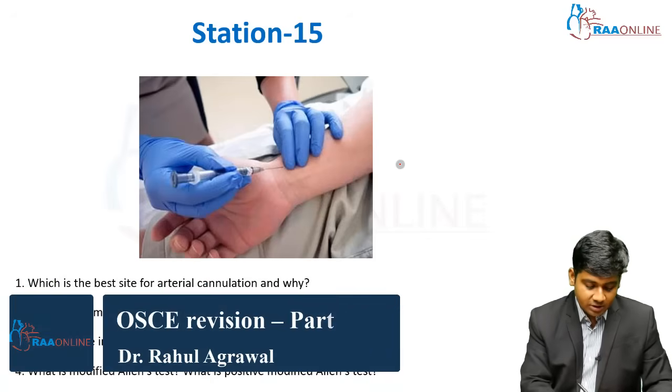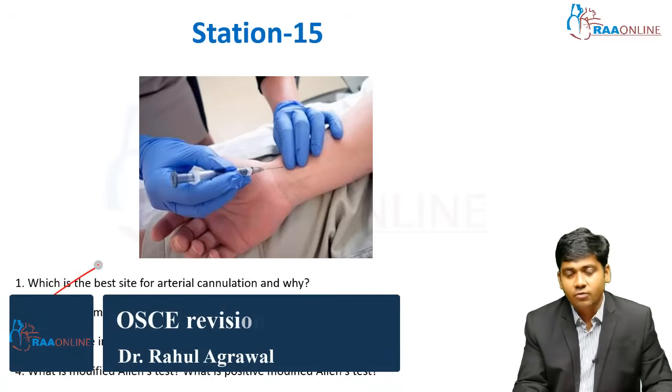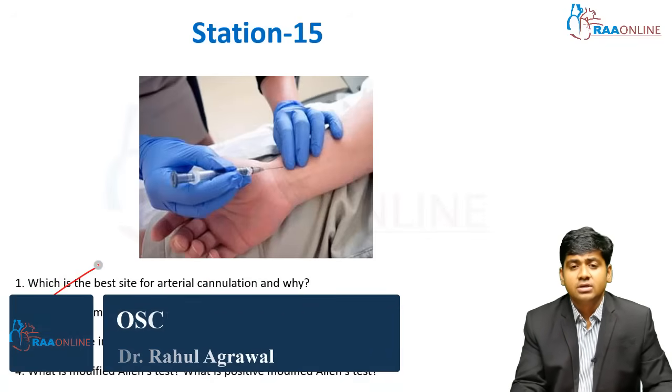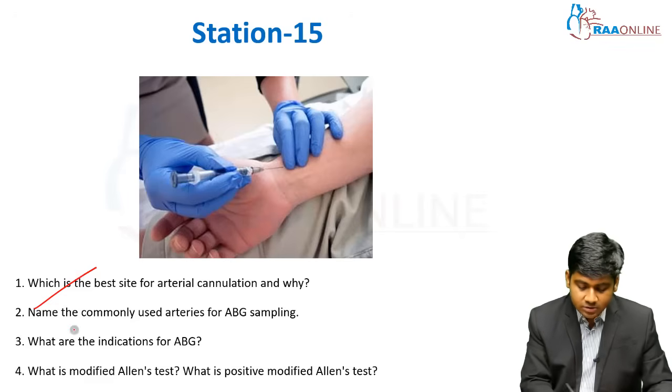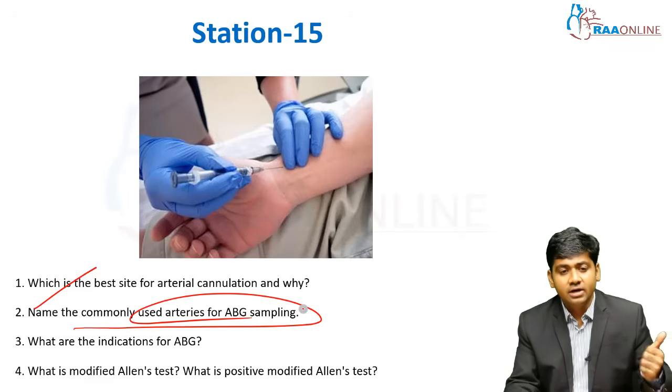Coming to another procedure, which is the best site for arterial cannulation and why? Recently we have discussed ABG. So, what is the best site for arterial cannulation? Radial artery. Why? Because it is superficial and easily palpable. It is the commonly used artery for ABG.